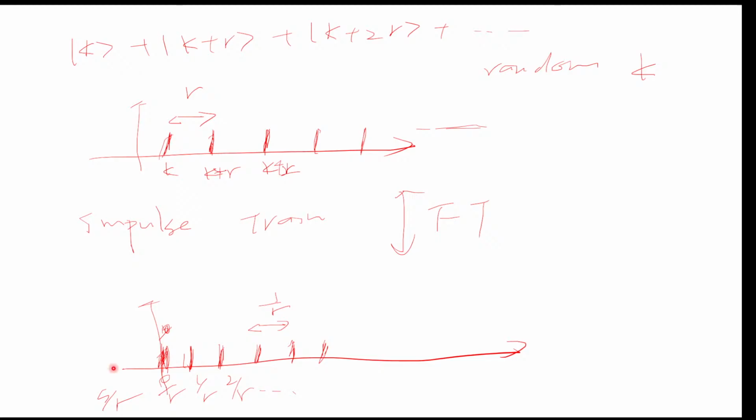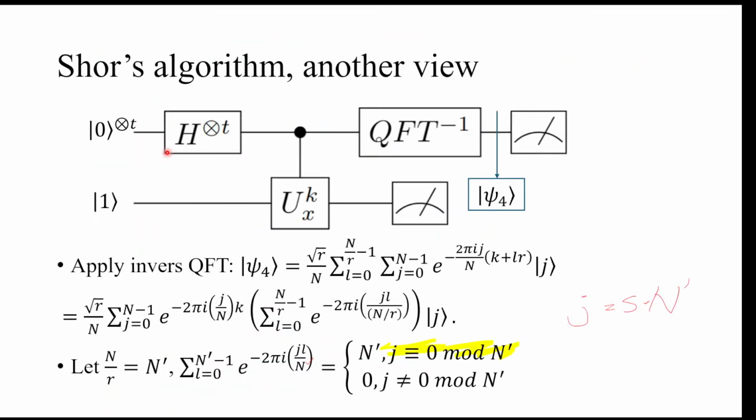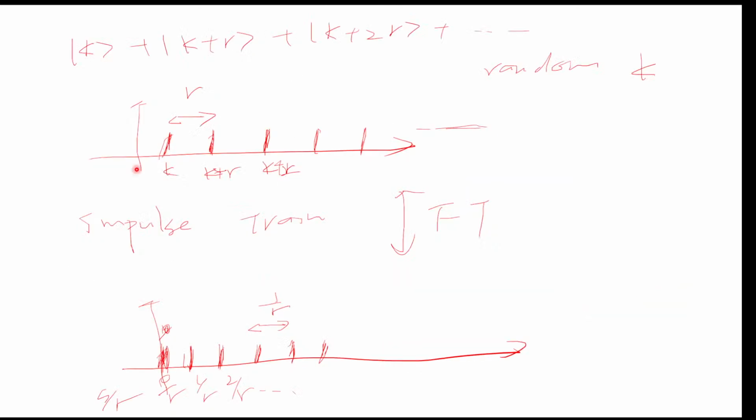When the spacing is r, the spacing will become 1 over r. Why do we want to change the spacing from r to 1 over r? Because the original impulse train has a random displacement k here, and this k will prevent you from learning r. If you just measure this, you get k plus some multiple of r. You don't know k, so you don't know r.